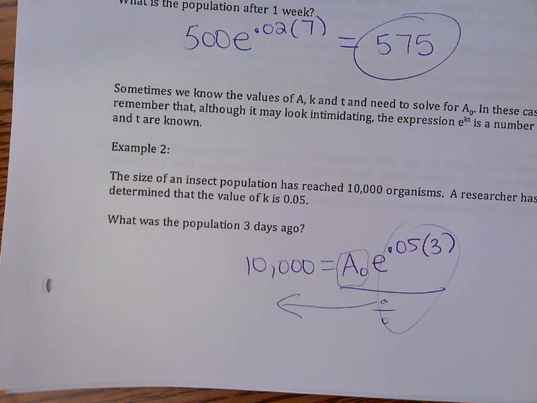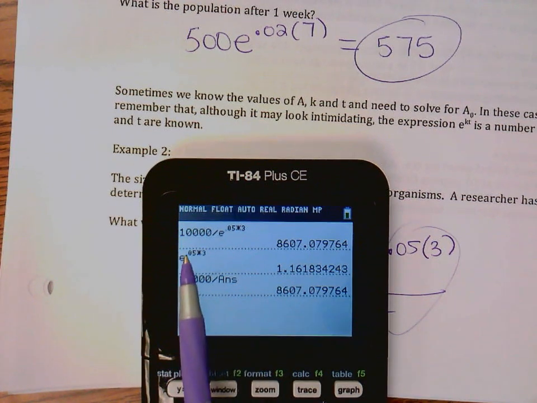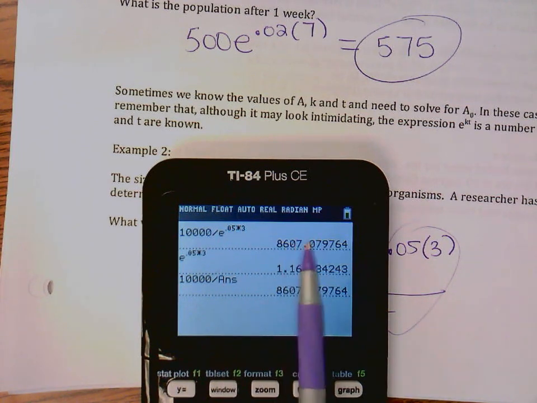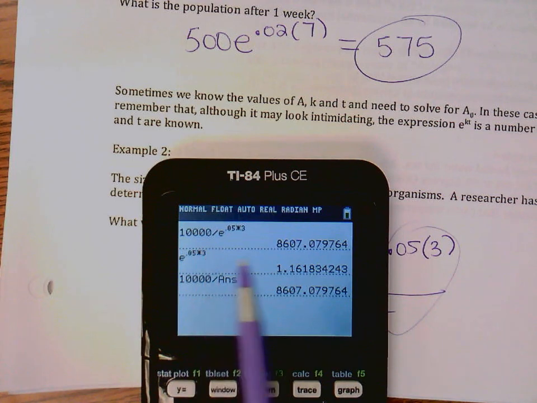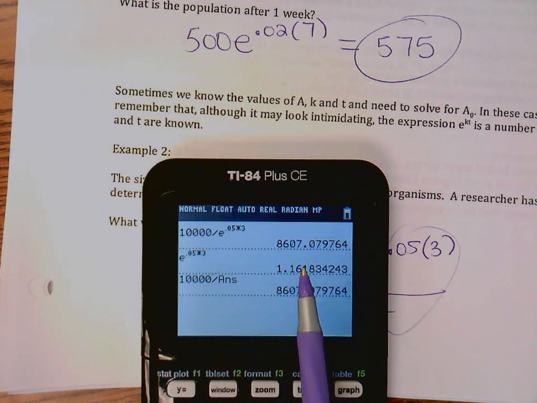I just wanted to show you, I did it 2 different ways. First, I just typed it in, 10,000 divided by e to the k t, got the answer. But if you want to, you can just do e to the k t, get your answer, then take 10,000 and divide by the exact answer.